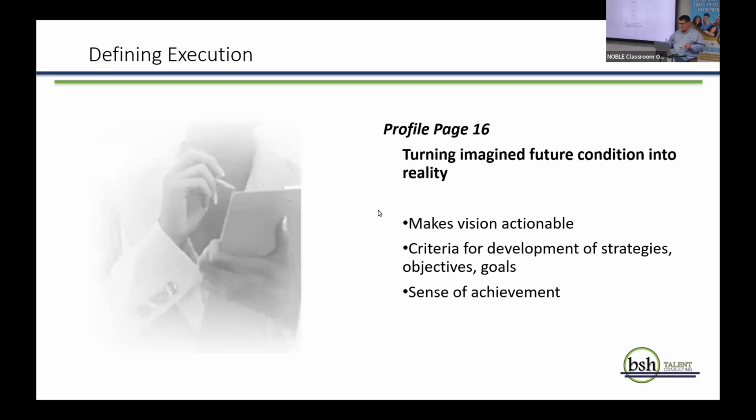And then on page 16, that's where it gives you the definition according to the instrument: turning an imagined future condition into reality. So we have an idea, we got people aligned, now we have to make it happen. It makes the vision actionable. It gives you the criteria, which is the guardrails we talked about earlier. So spot on there. Criteria for developing strategies, objectives, goals.